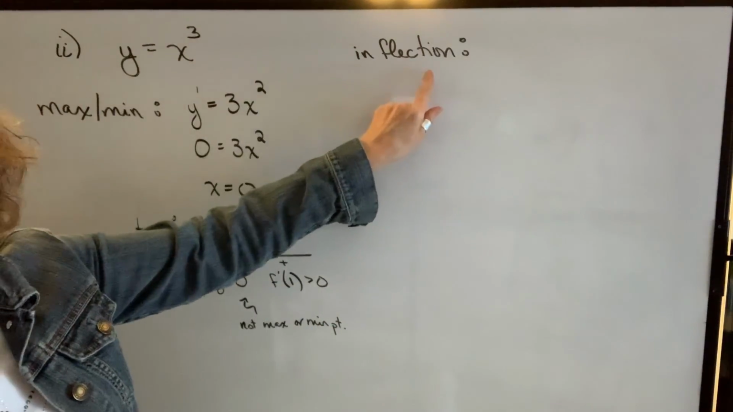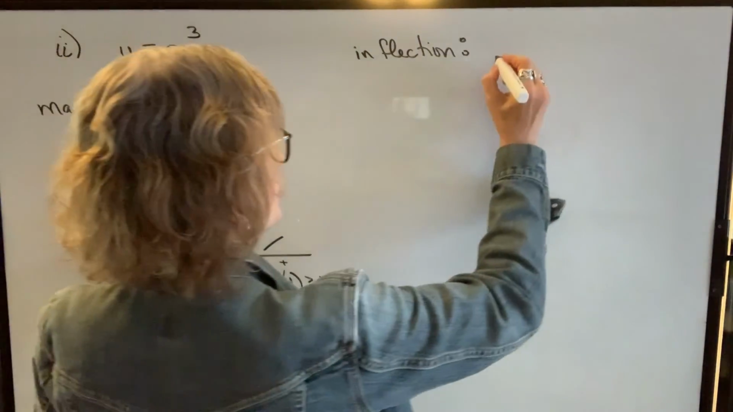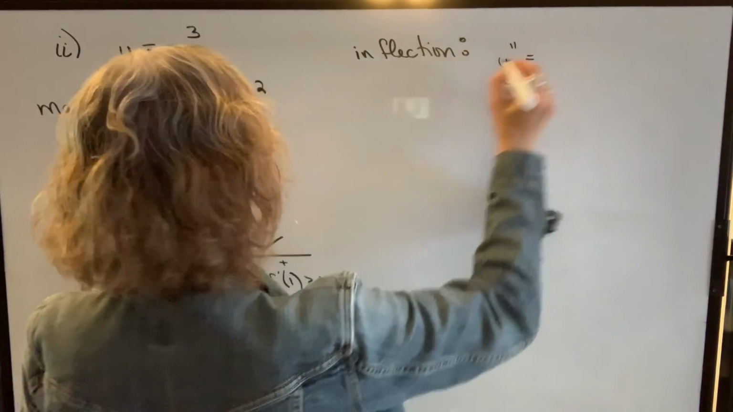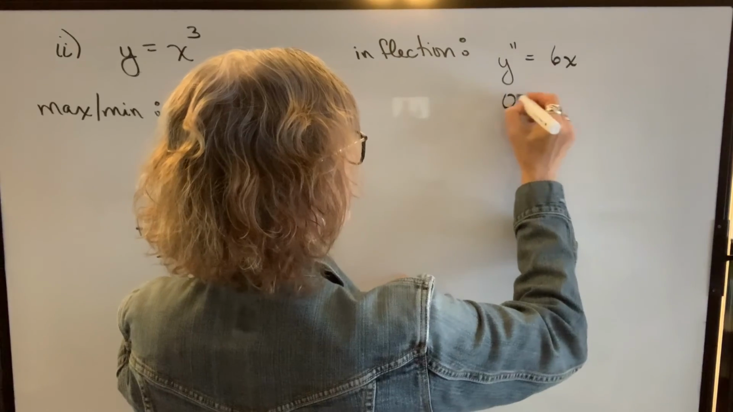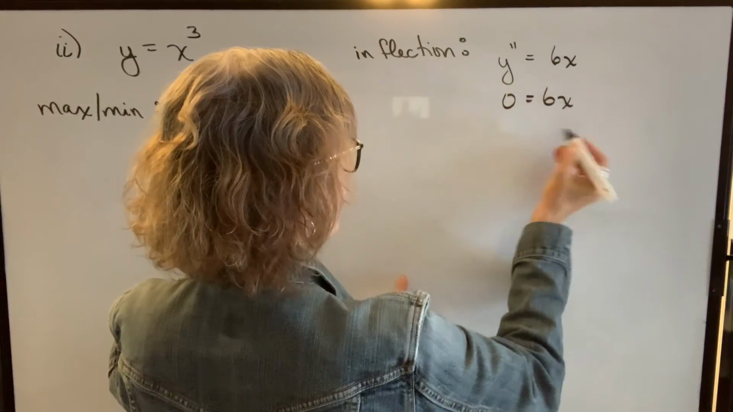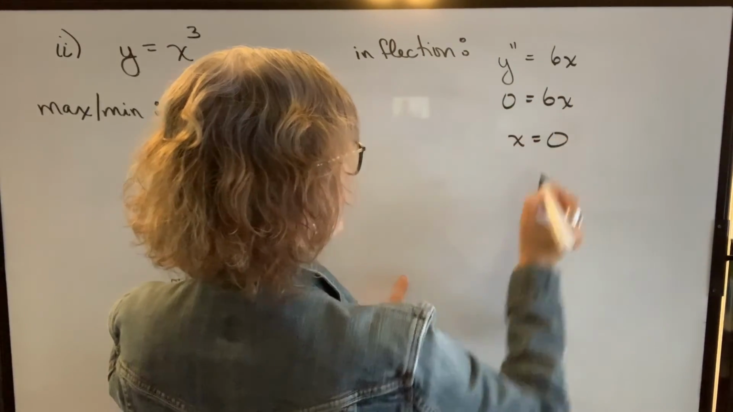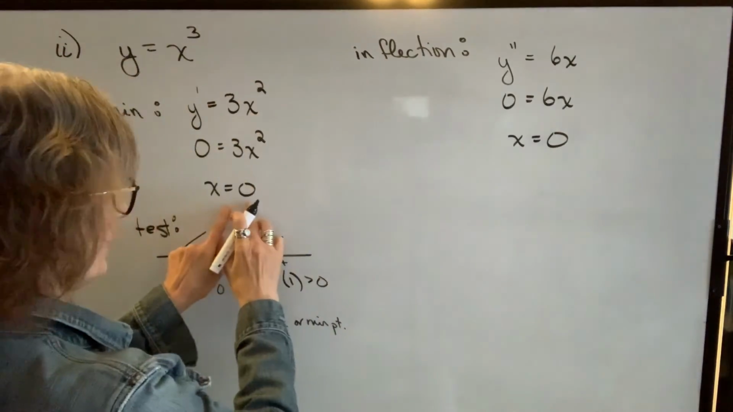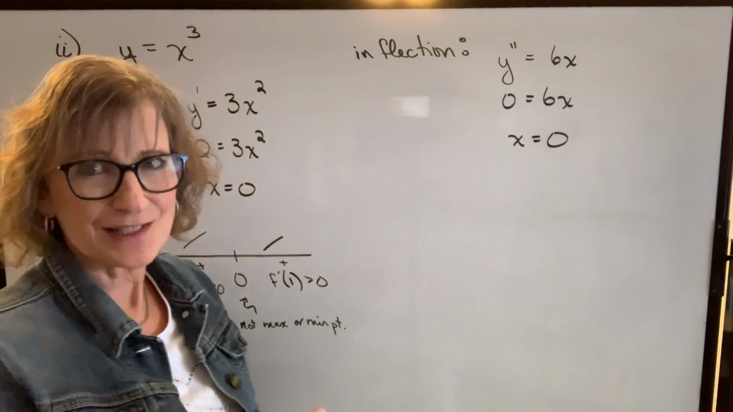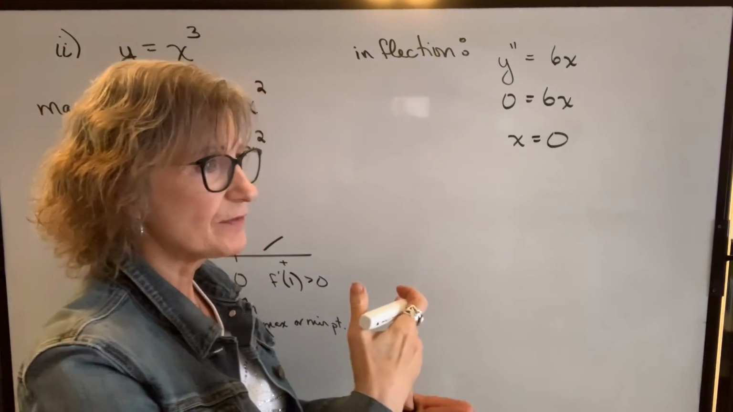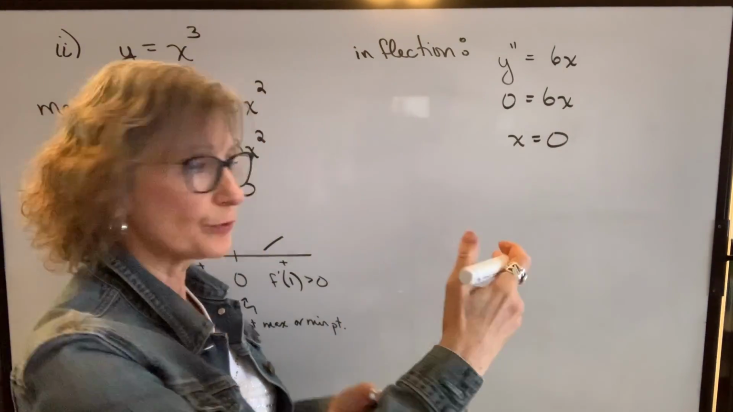Let's see if we have any inflection points. So to find inflection points, we take our second derivative. So our second derivative will be 6x. We set that equal to 0, and we solve. So our solution will be x equals 0. Same thing here. Just because the second derivative is 0 doesn't necessarily mean it's an inflection point. We have to make sure the concavity changes as we go through the point.